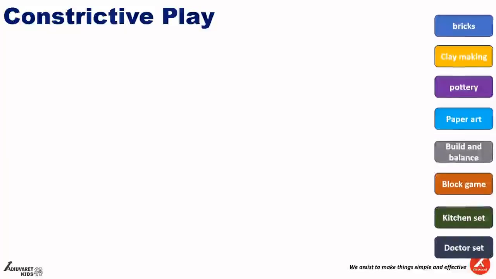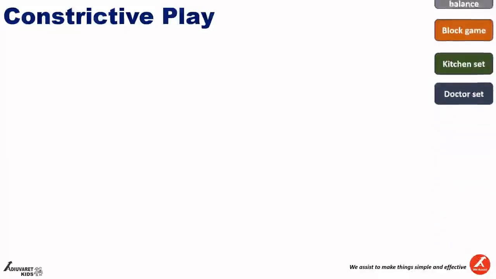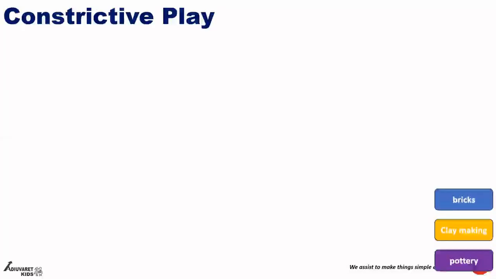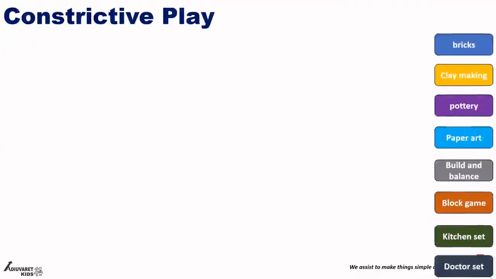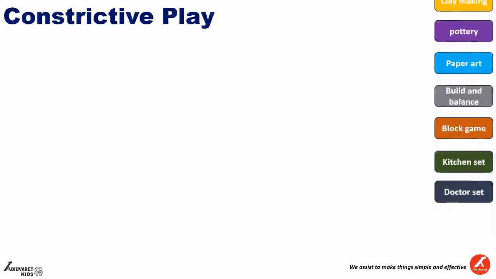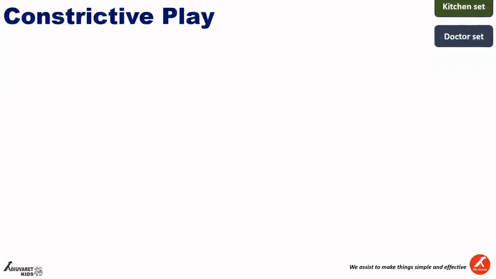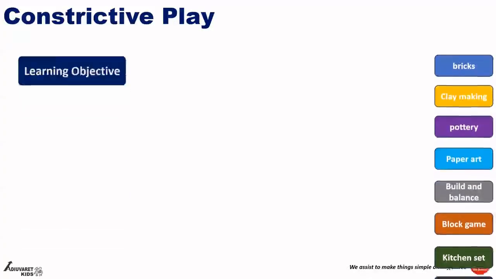Under constructive play, we can give a few examples like kitchen set play. Children love to play with a lot of kitchen items in any play setup. Then bricks and mortar game, then clay making, pottery, then paper art, build and balance, block games. These are various games we can introduce in preschools in order to build constructive play.